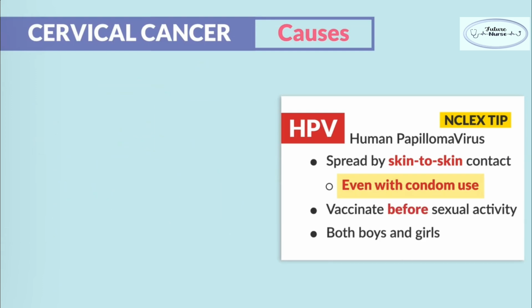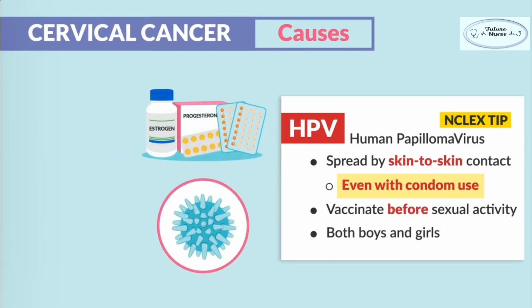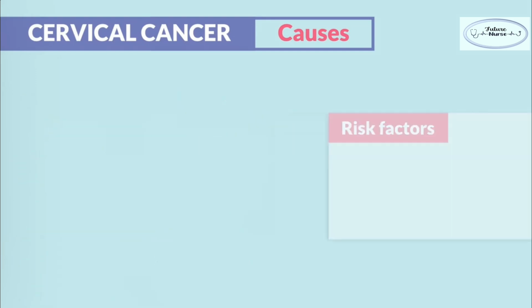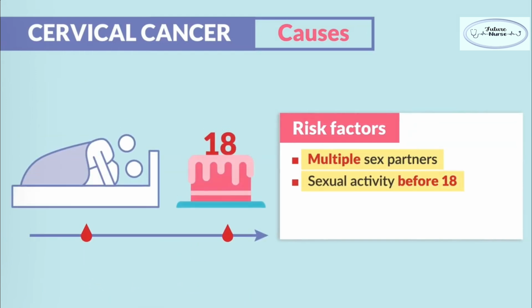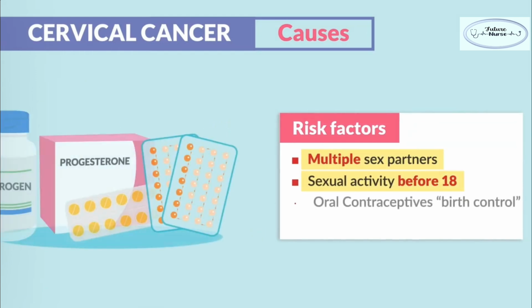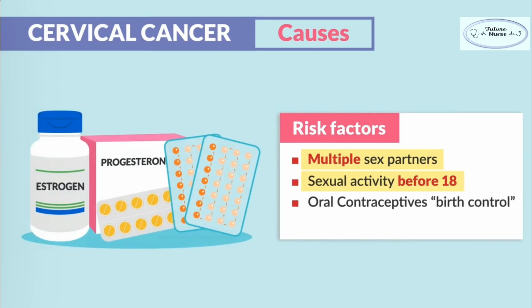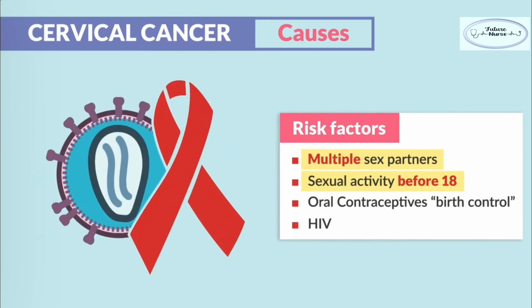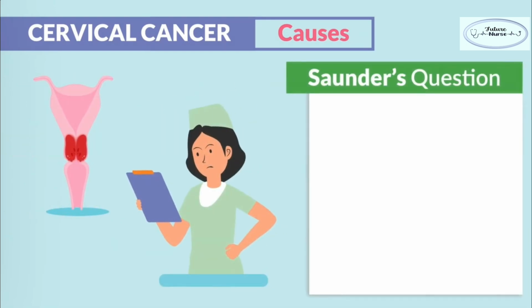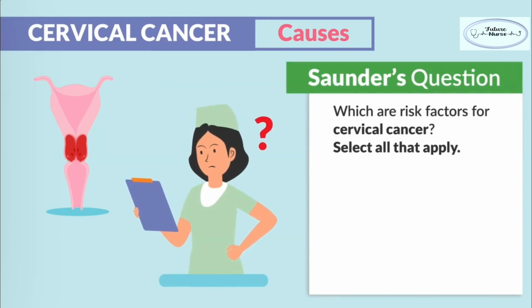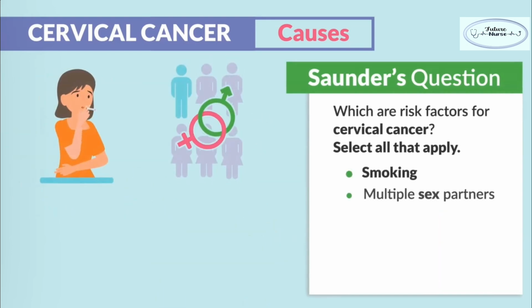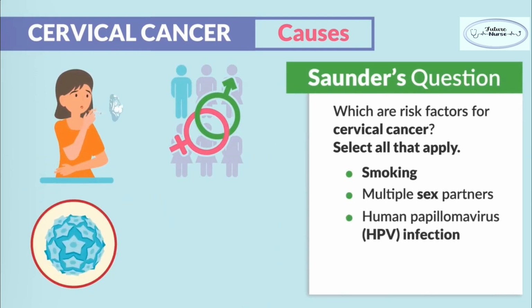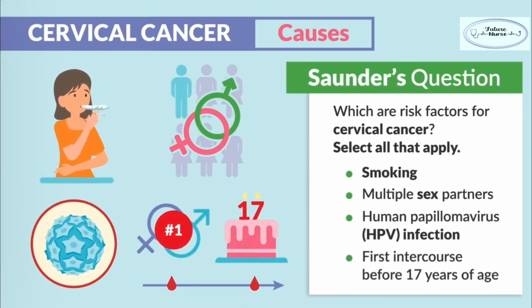Now, other causes include oral contraceptives, herpes, and smoking. So for risk factors, multiple sex partners, sexual activity before 18, as well as oral contraceptives, that is birth control, and even HIV. So Saunders mentions, which are the risk factors for cervical cancer? Select all that apply. Smoking, multiple sex partners, HPV infection, and first intercourse before 17 years of age.